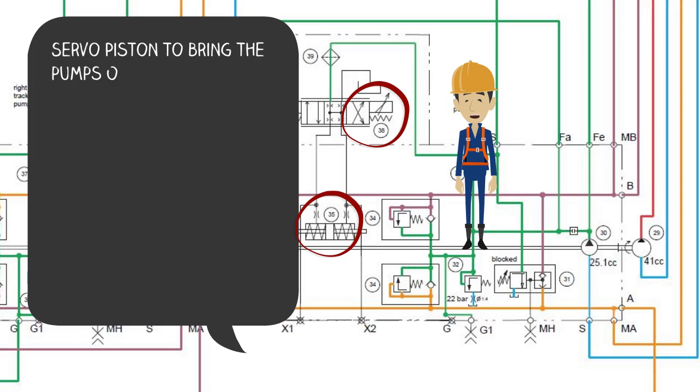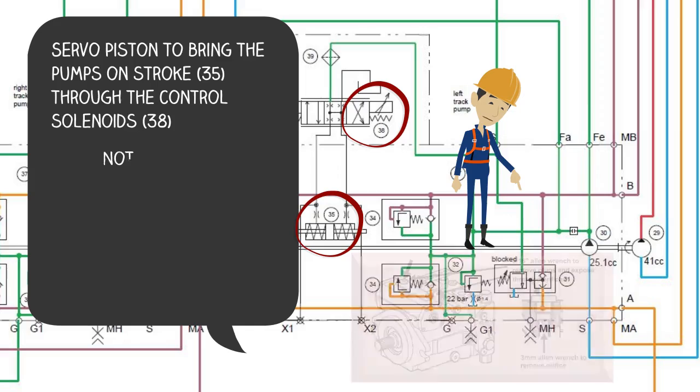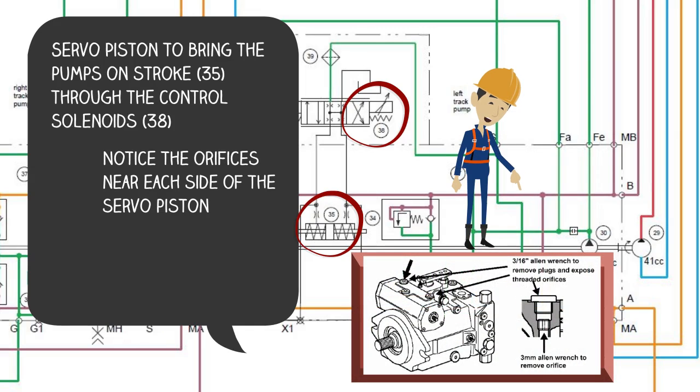The servo piston is used to bring the pumps on stroke and off stroke. To get the servo piston to move, the pulse width modulated solenoids must receive a signal from the UCM and shift in order to apply oil to each side of the piston. You'll notice on each side of the piston there are orifices. Note, if you have a momentary mistracking problem, you'll want to go to this area and inspect the orifices for debris or contamination. Momentary mistracking is defined as a brief period of mistracking after commanding forward or reverse travel.